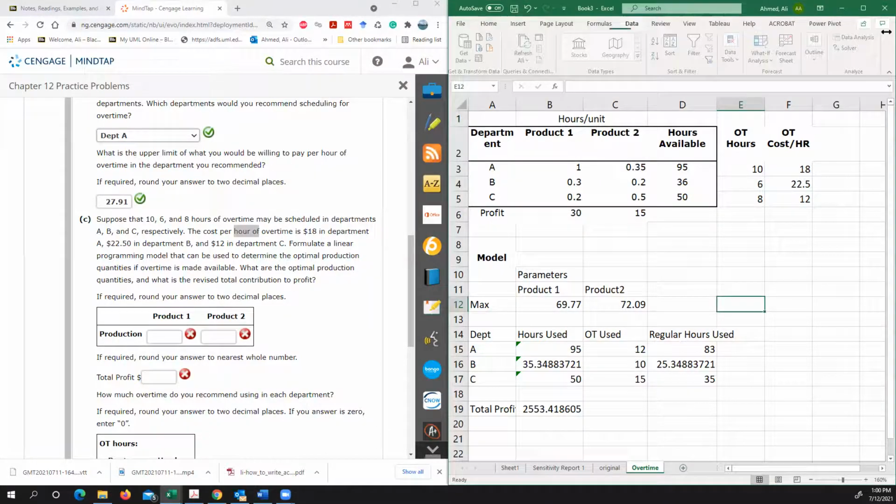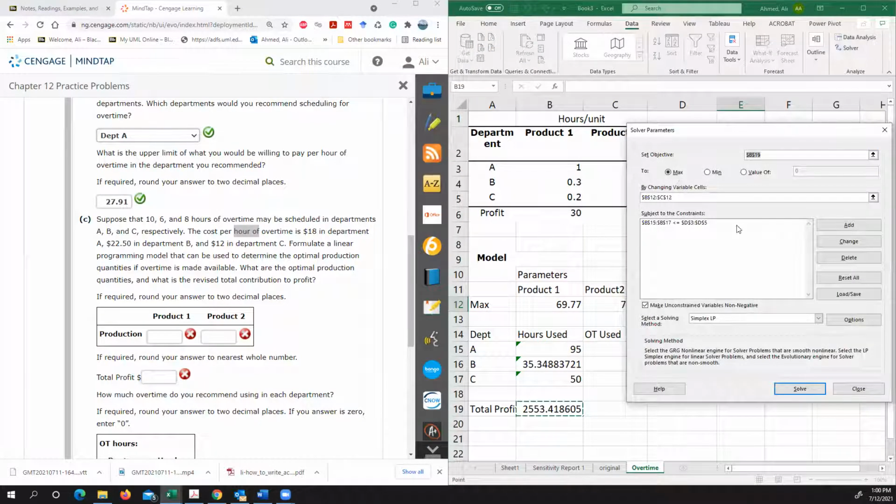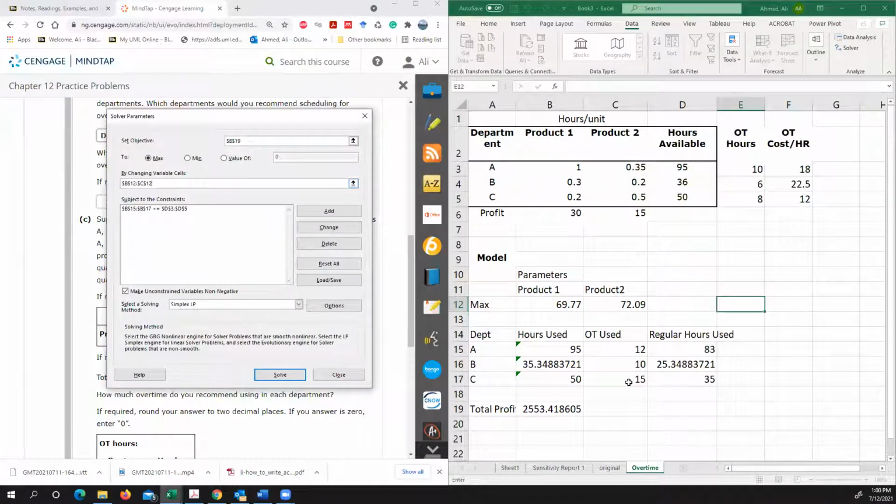So our solver, we have same, we want to maximize this by changing values in these cells, B12 to C12, these cells. Also, we have to be careful here. Now we have to say we can also change the values of these ones because it depends on our overtime hours usage, how much we use, so we can change these.